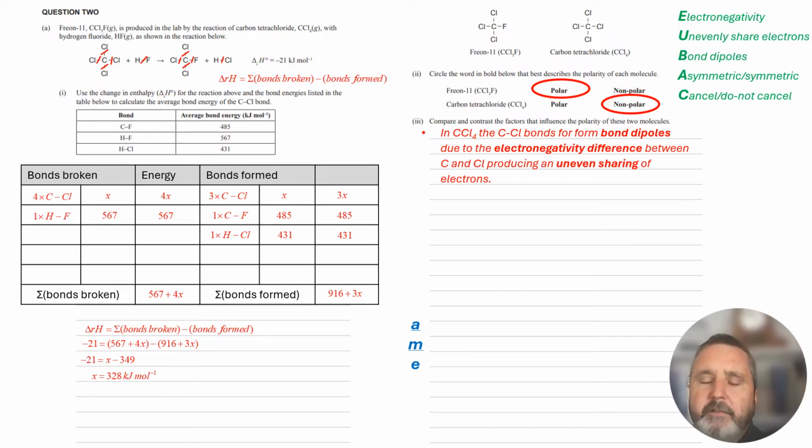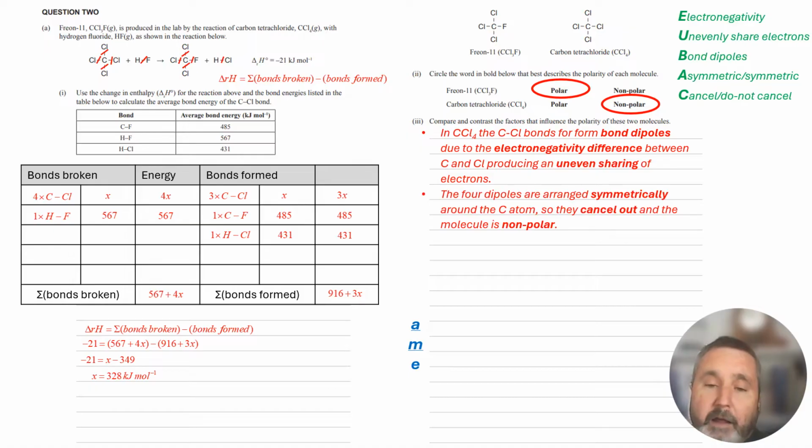The next 2 parts is we're going to talk about whether this molecule is symmetrical or asymmetric. Well, because it's tetrahedral and all the bond dipoles are the same, it is going to be symmetric. So the 4 bond dipoles are symmetric, so they cancel out, and the molecule is non-polar. Let's just check we've circled that. We have. So this is our full explanation here. We've talked about the electronegativity, uneven sharing of electrons to produce bond dipoles that are arranged symmetrically, so do cancel out, and it is non-polar because they cancel.